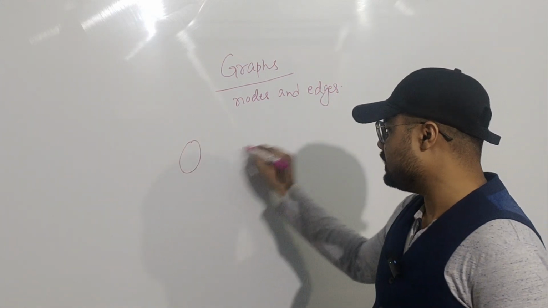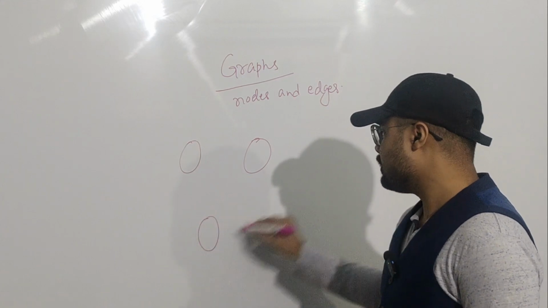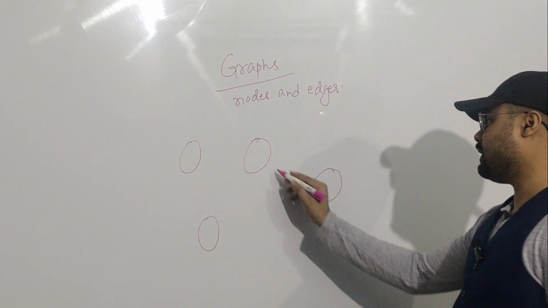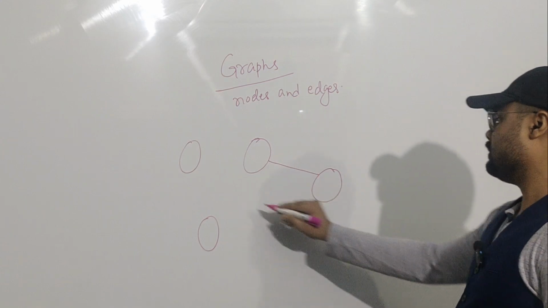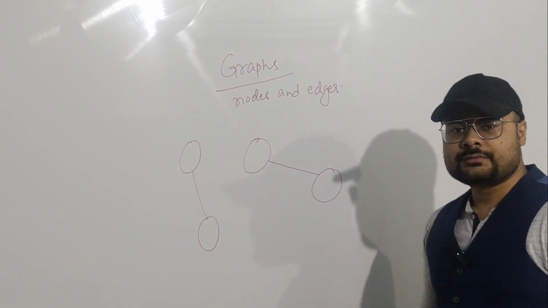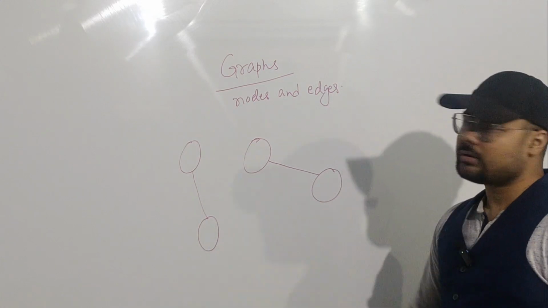That is, these are nodes, and some of the nodes may be connected. Maybe this and this are connected, then this is one graph. This node and this node are not connected.